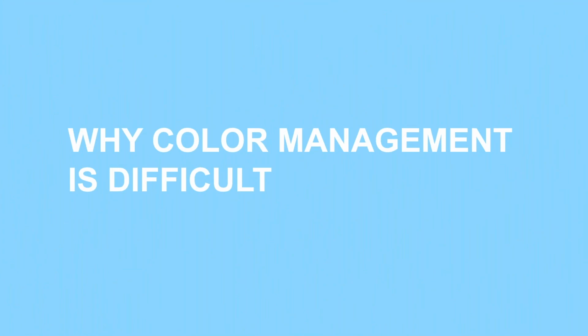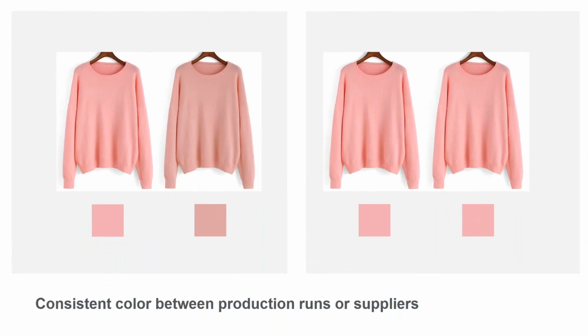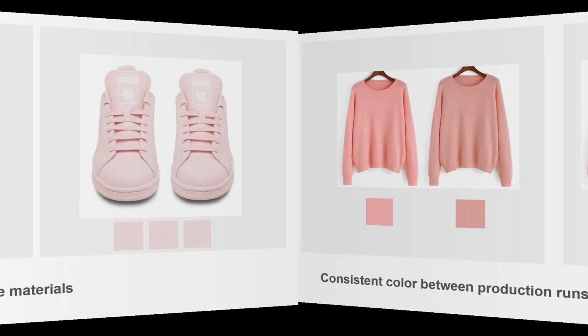So why is color management difficult? Well, we have a lot of balls in the air trying to get color managed correctly. So first thing, consistent color between production runs or suppliers, right? So it may run on a different shift. You may not have good color control lighting to see a difference, as you see in the two sweaters on the left. Or you could even go to two different suppliers making the same thing. They're going to end up in the same selling location, and that's going to create a large contrast.